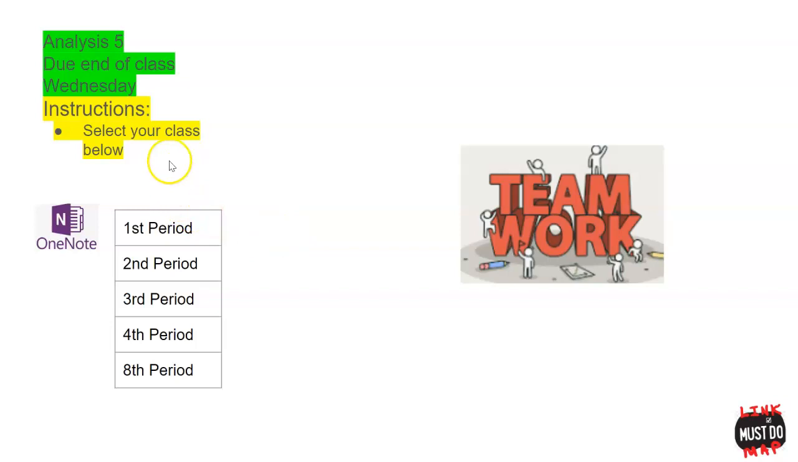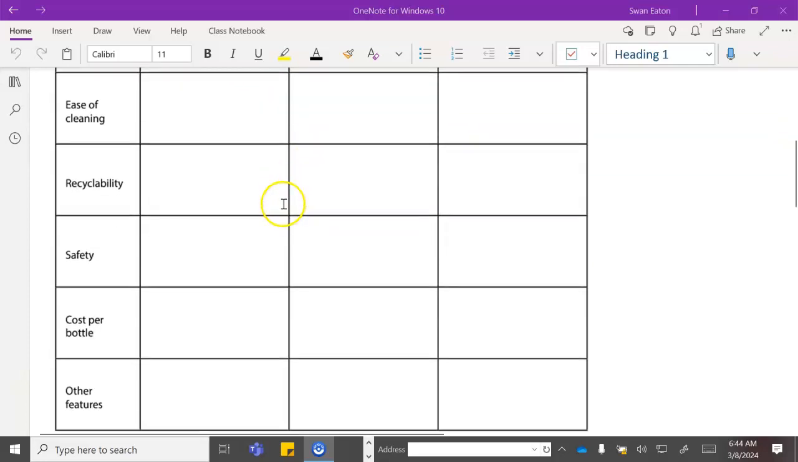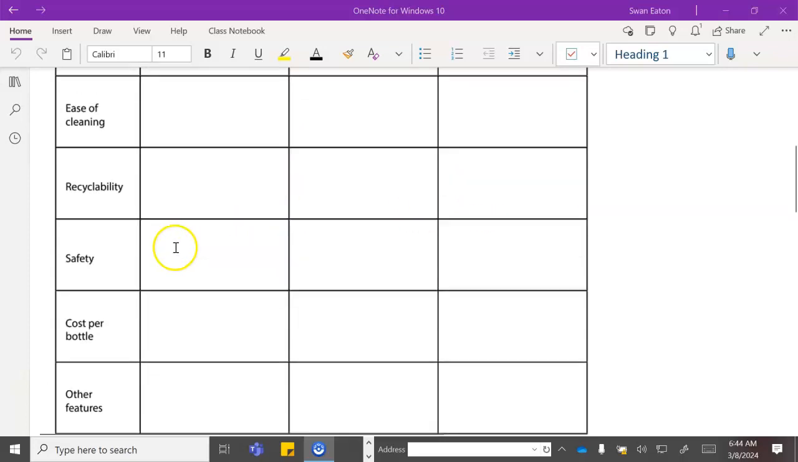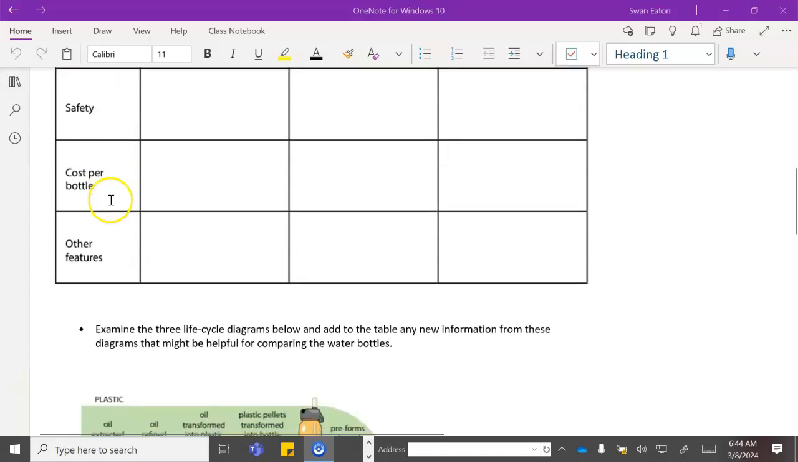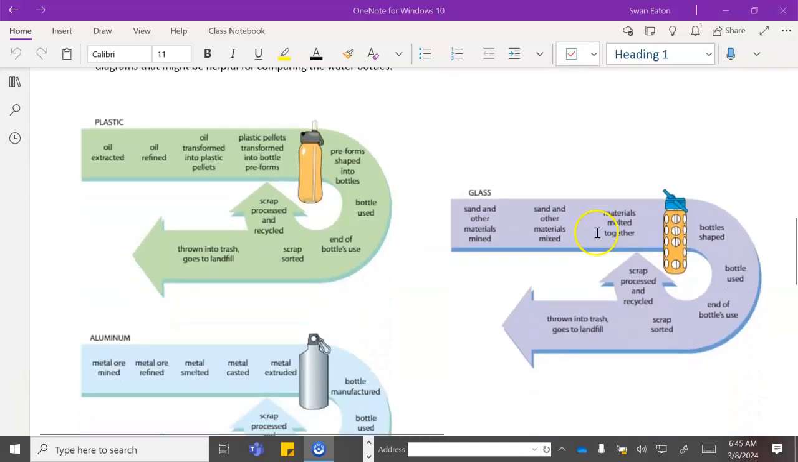Next, we will move on to the analysis 5, which will be due at the end of class on Wednesday. So using the evidence and/or biased information that were received during the reviews, students will then copy this table to their notes and add any information from the reviews in each of these columns for these additional categories in these rows. Next, students will examine the 3 life cycle diagrams below and add to the table any new information from these diagrams that might be helpful for comparing the water bottles.